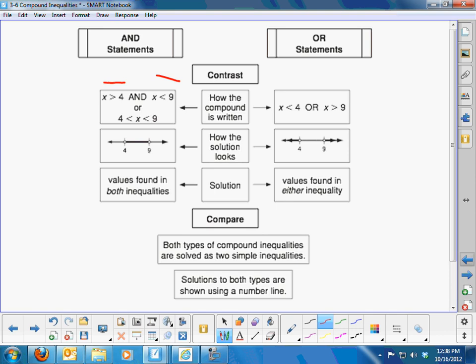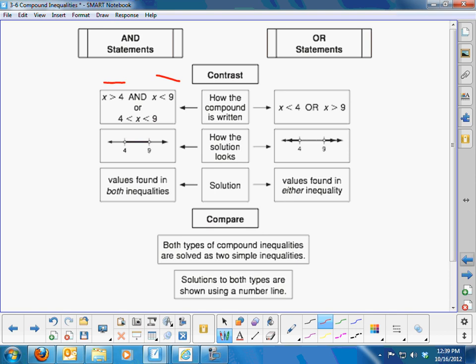Okay, you see how it is graphed. It's shading the area in between the 4 and the 9, all the values that are greater than 4 and all the values that are less than 9. And the solution is all of the values that make both inequalities true. It has to make both inequalities true.